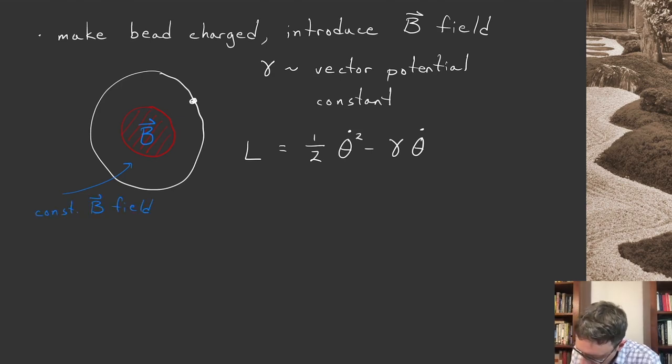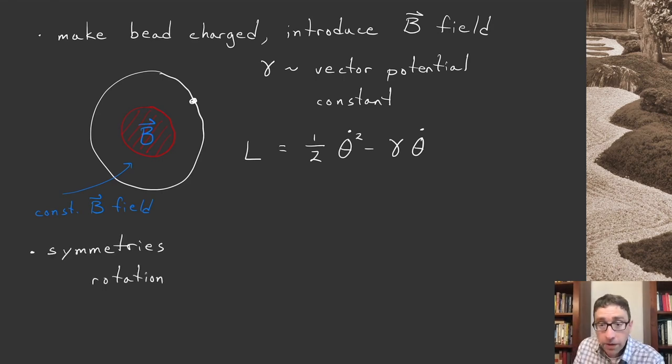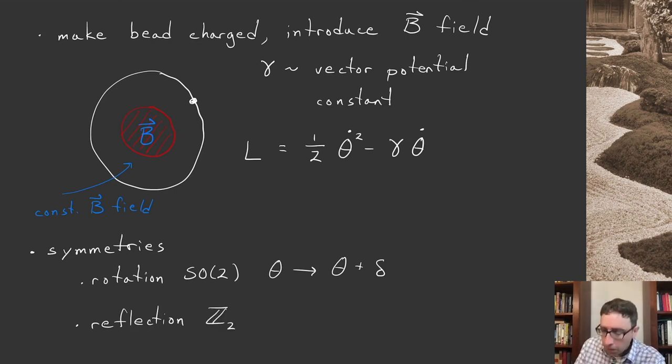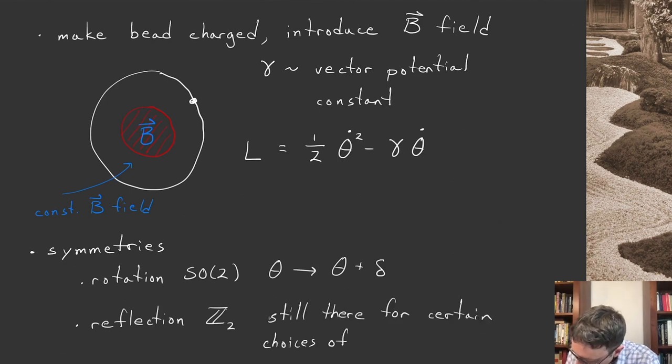All right, so let's talk about symmetries. I still have rotation because the Lagrangian only depends on the derivative of the angle. So I have a rotation SO2 under which I can send theta to theta plus, let's call it delta, the shift. And what about that reflection we talked about before, the Z2 symmetry? Well, that seems to be broken. But it turns out that for certain specific choices of gamma, I can keep the Z2. So if I tune that magnetic flux through the loop in exactly the right way, so that gamma takes on the right set of values, I'm still going to have a Z2. So let's see how that works.